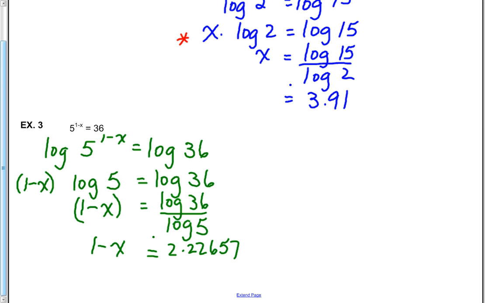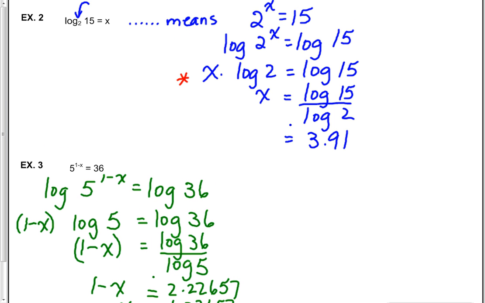I am going to subtract 1 from both sides. And lastly, divide by negative 1. X equals negative 1.22657. So I was able to solve an exponential equation in a new way by using logs.